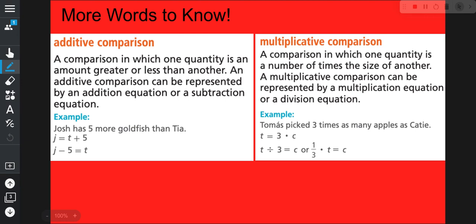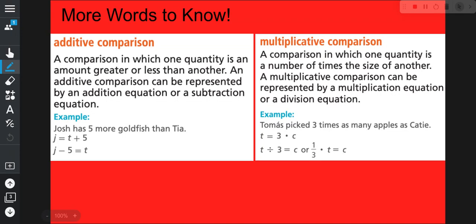So if we have the example, Josh has 5 more goldfish than Tia, we can use J for Josh, T for Tia, and we can say that T plus 5 equals J, or J minus 5 equals T. And again, this shows that if we change the amount that Josh has, Tia's amount is going to change in an equal amount.